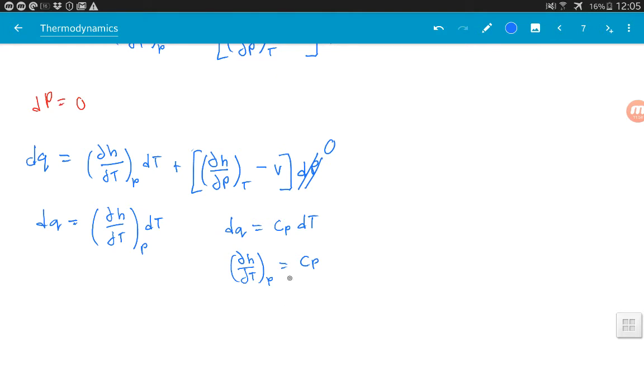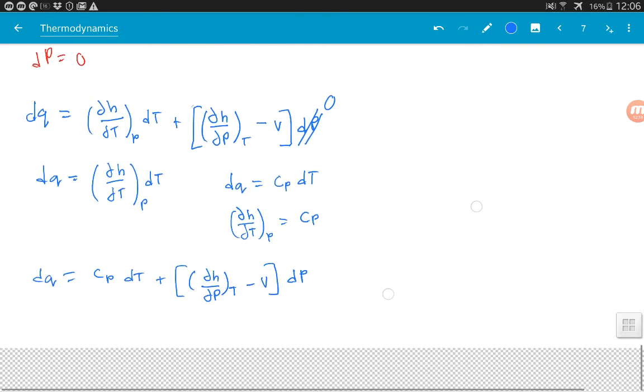And then we could input this relation back into this, because this is a constant and this Cp is also a constant, and what we get is Cp dT minus V dP.